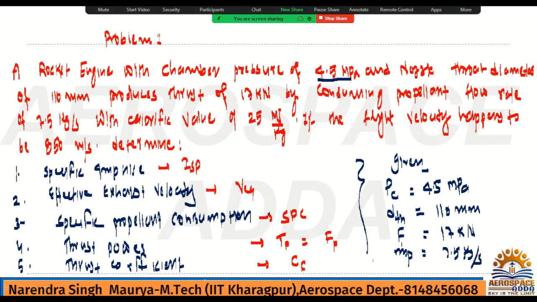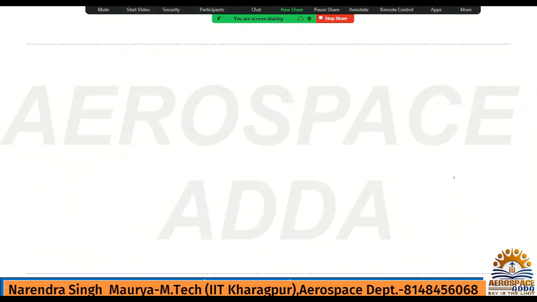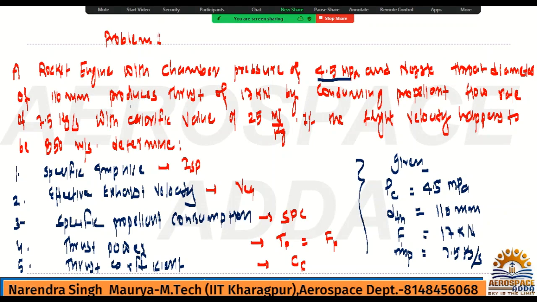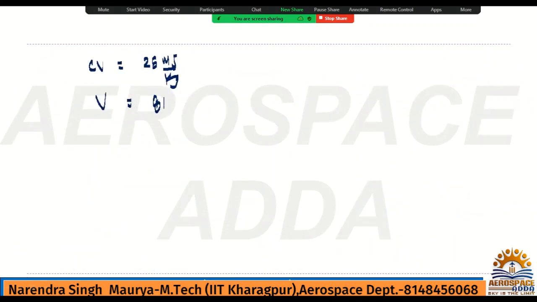kg per second. Calorific value means here they have given a CV, that is the calorific value, which is nothing but 25 megajoule per kg, and last is the flight velocity they have given to us, it is 50 meter per second.